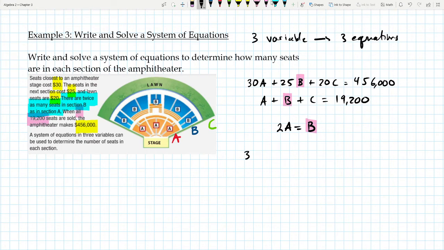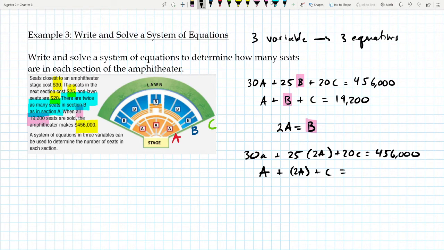So 30A plus 25 times B, but we know B is equal to 2A, plus 20C equals 456,000. And we have a single A plus B, which we know is equal to 2A, plus C equals 19,200. Now, I am just going to simplify these down here, and I'm going to move all this stuff over to the left, so I've got some space there.